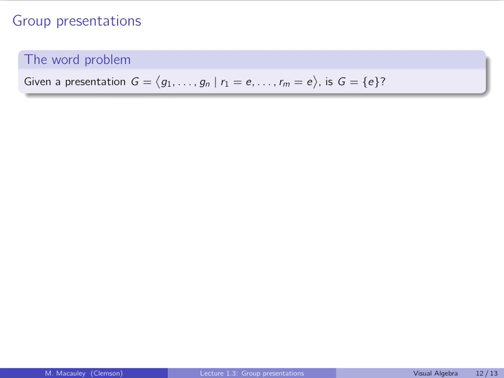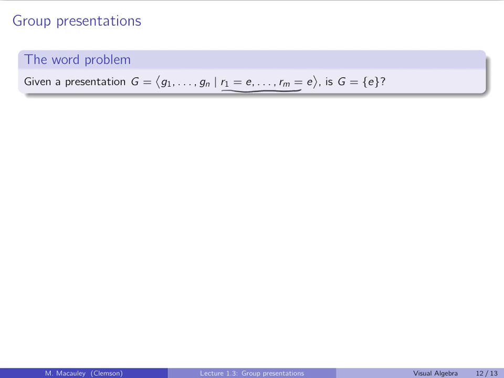Let's finish this lecture with a couple of words, no pun intended, about the word problem in group theory. And that is the following. Given a presentation of a group G, let's say by n generators, G1 up to Gn, subject to m relations, R1 up to Rm, which are the identity, is G equal to the trivial group? Seems like a pretty easy question, right? Let me just emphasize this part here about the relations.